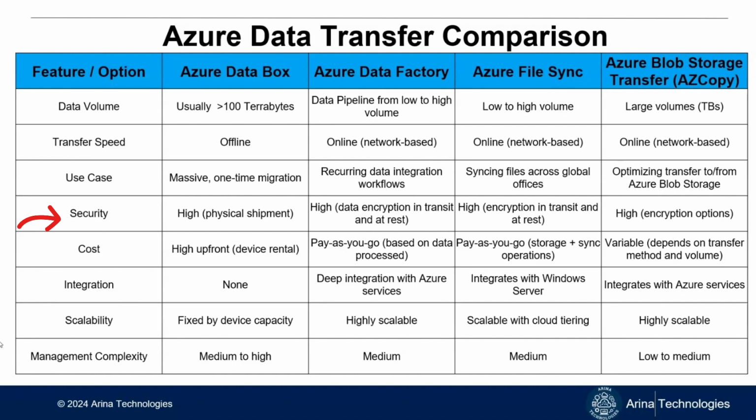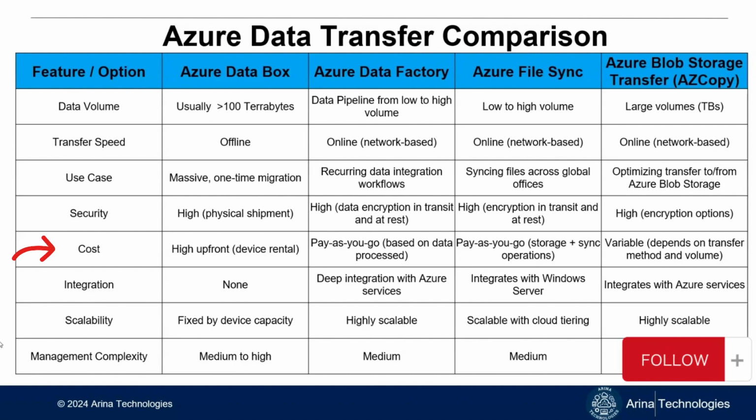Now, security: each one is very secure. I don't think there's any issue with security. But the only thing is, Data Box is a physical shipment. You will ship your data, somebody's going to take your data, and they'll be importing the data to Azure. That is the only difference. While the other ones transfer over the internet, you will, of course, have a VPN over the internet, and it'll have full security. There will not be any issues in that.